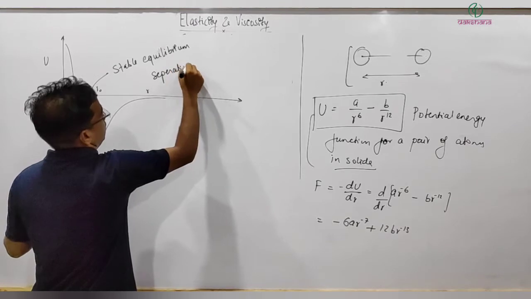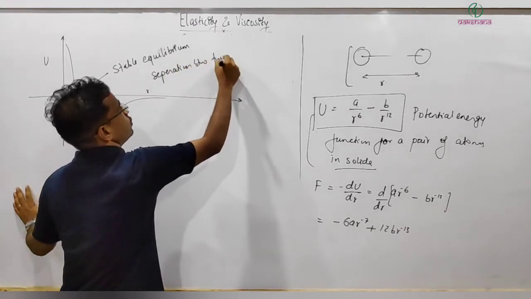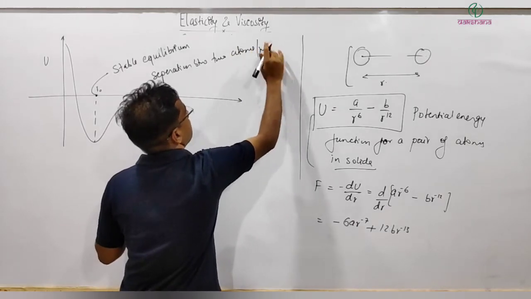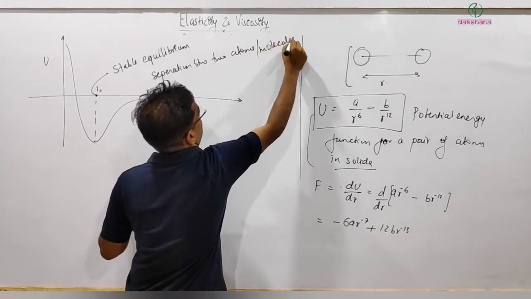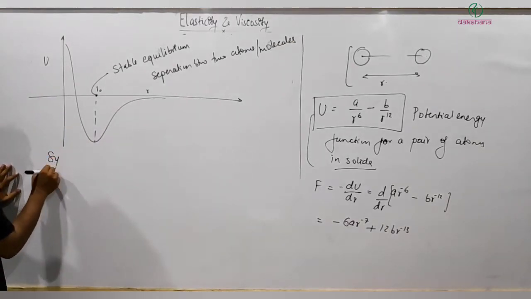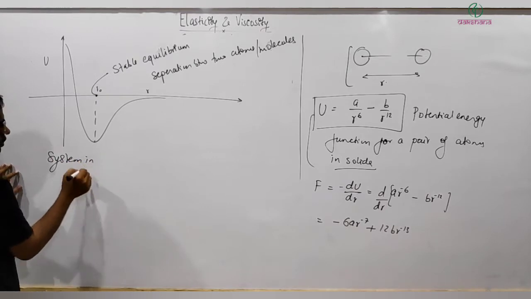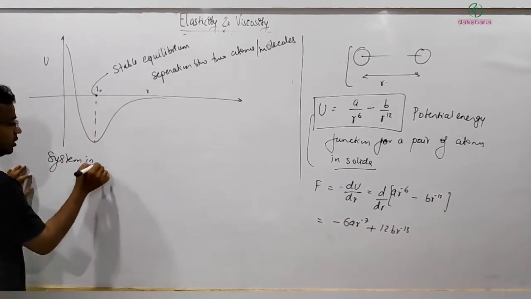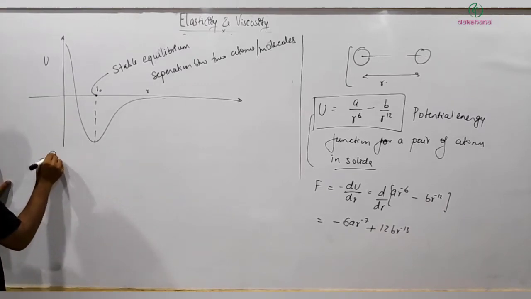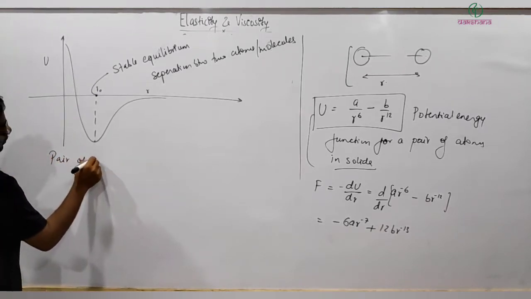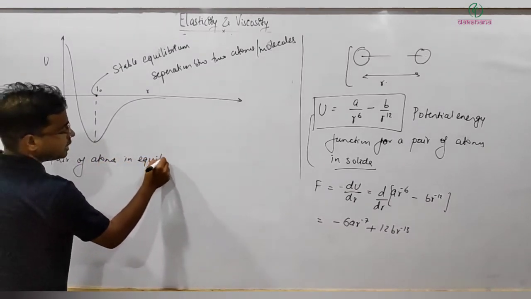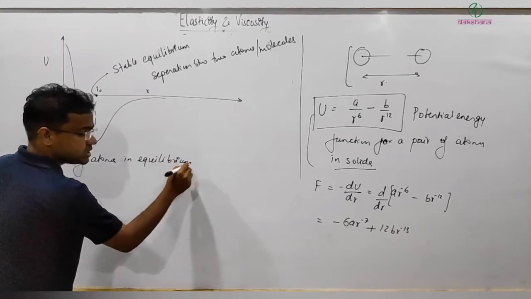Separation between two atoms or molecules. Okay, so at this point I can write the system is in equilibrium, or the pair of atoms is basically in equilibrium. And equilibrium means the force between them will be 0.